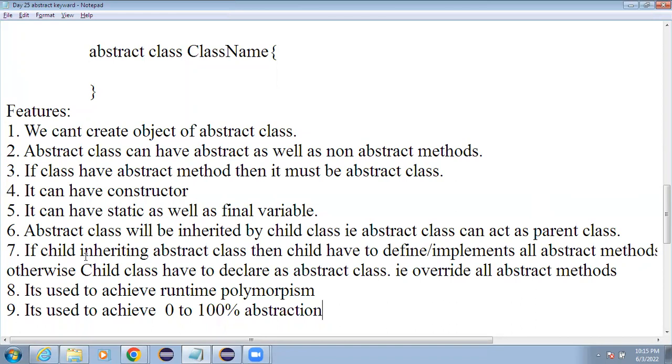And in between that, we can have like 2%, 3%, 4%, 50%. If we say 50% abstraction, it means what? Half of the methods are abstract and half of the methods are non-abstract. And that is what we call 0 to 100% abstraction. It will be achieved by using this abstraction mechanism, the abstract class and abstract method.